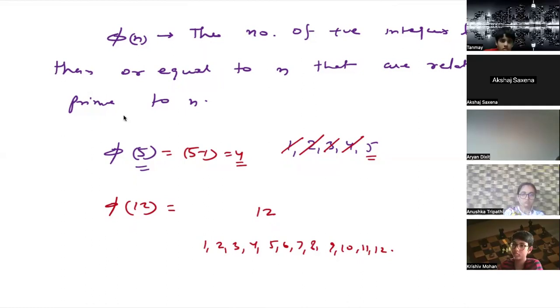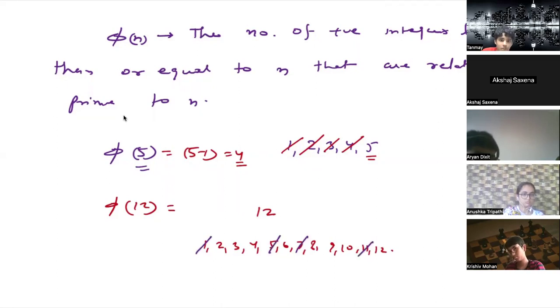Not divisible by... it's not divisible by, right? Both should be primes, and also I have that there are no common factors between them, including 1. So the numbers are 1, 5, 7, and 11. Only 4 numbers are there.